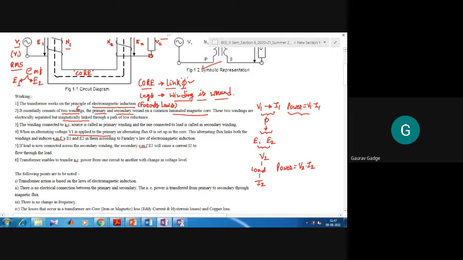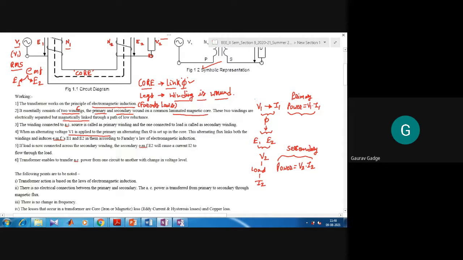So what is primary power and what is secondary power? V1 I1 is the primary power and V2 I2 is the secondary power. The primary power depends on the voltage given and hence the current passing. And the secondary power depends on the voltage which is induced on the secondary, and the current passing through depends on the load. So this is the working principle of a single phase transformer.